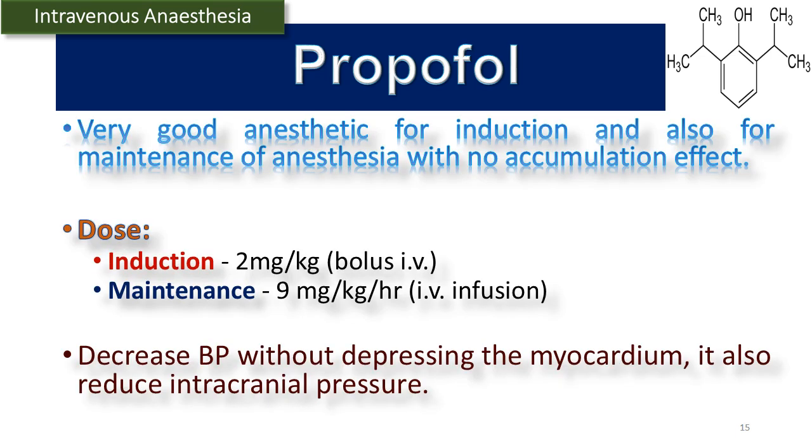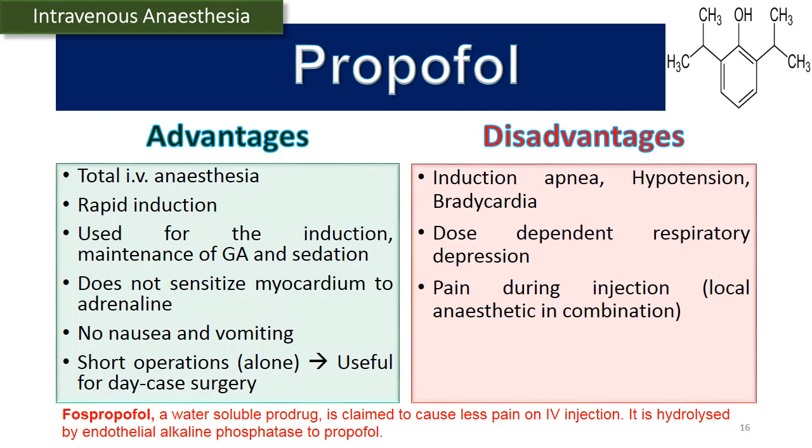Propofol is a very good anesthetic agent due to its rapid induction, extensive hepatic metabolism and short elimination half-life. Therefore, it can also be used for maintenance of anesthesia. The dose of induction therapy is 2 mg per kg body weight as bolus and maintenance 9 mg per kg per hour as intravenous infusion. It can decrease blood pressure without depressing the myocardium, and it also reduces intracranial pressure.